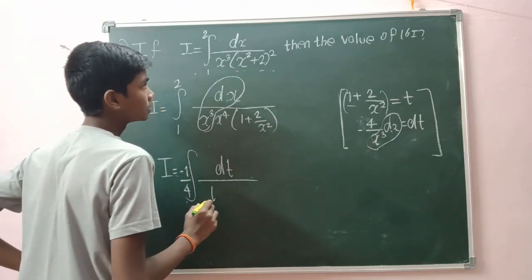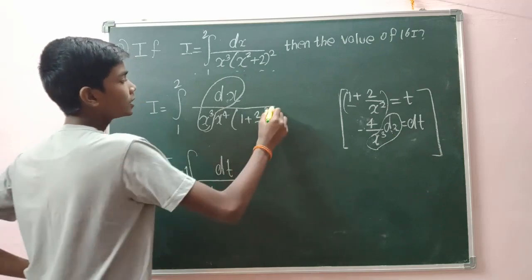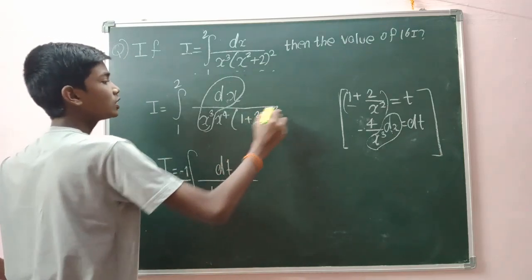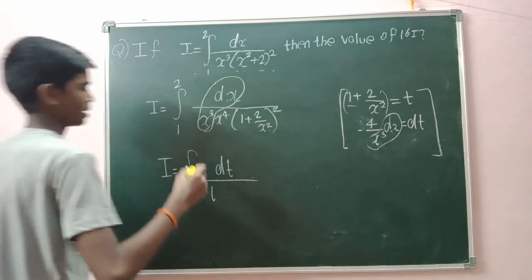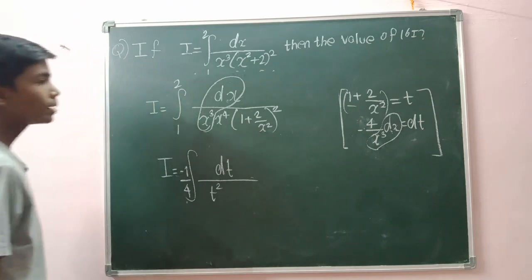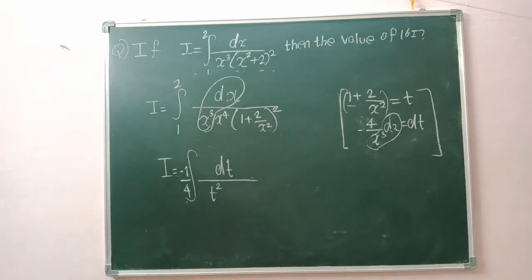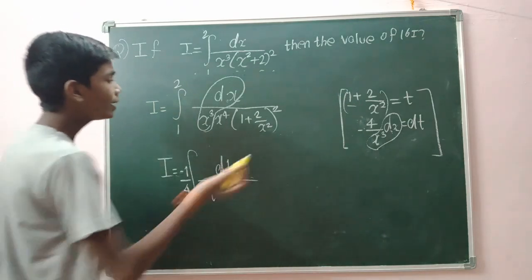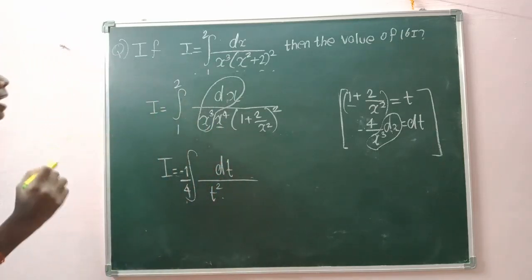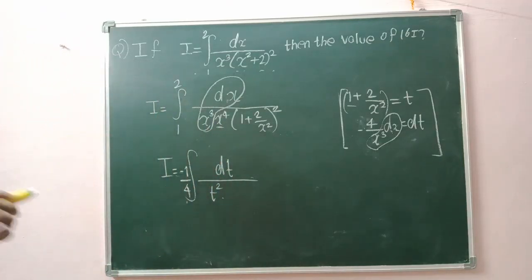Correct now? Yes. It will be t and this is whole square. Okay, don't forget this. Here we are having a square. I forgot to write that. It's square. So t square, because your t is 1 plus 2 by x square. Then your 1 plus 2 by x square, the whole square will be t square. Then into x power 4. This is where you guys are supposed to be very careful.